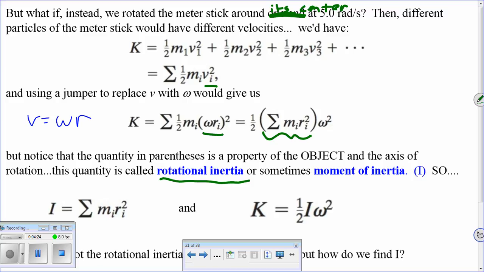Sometimes it's called moment of inertia, although I'm seeing that less and less. Okay, it seems like rotational inertia is becoming the more common term. But depending on how old your physics professor is when you get to college, you may hear them call it moment of inertia. Okay?